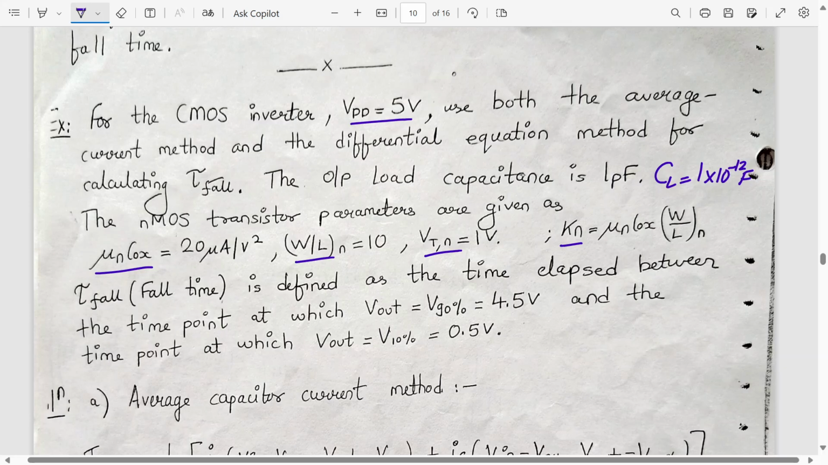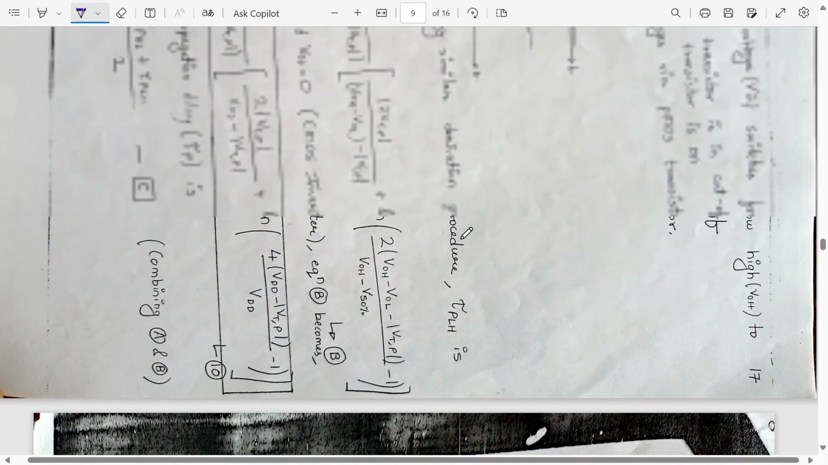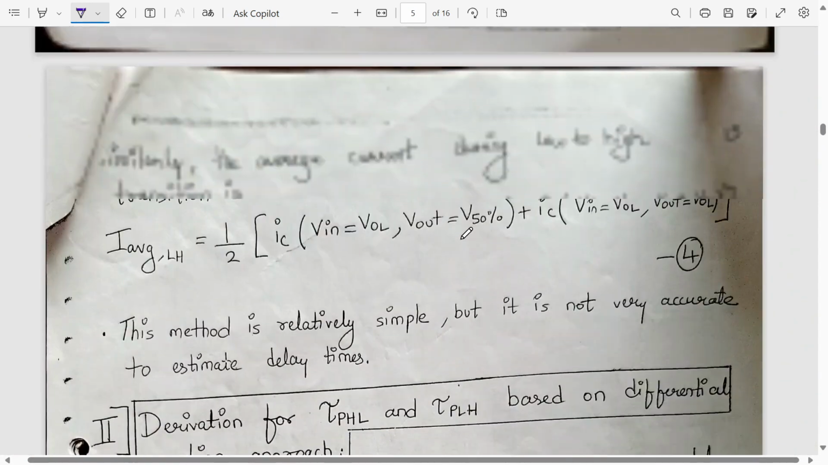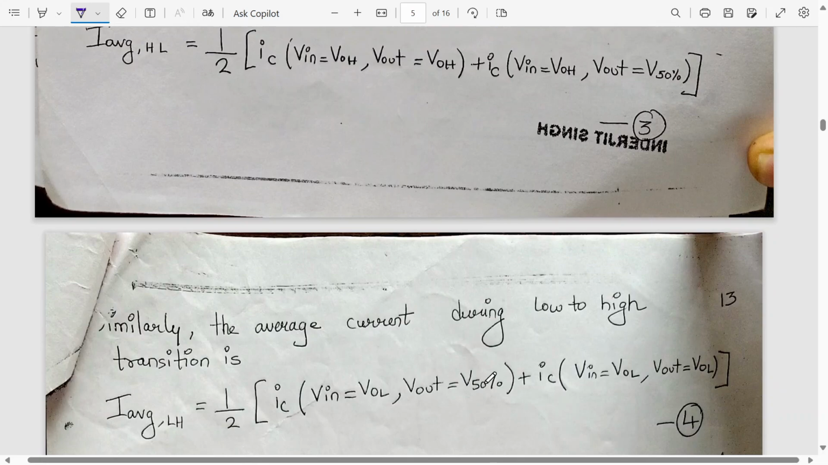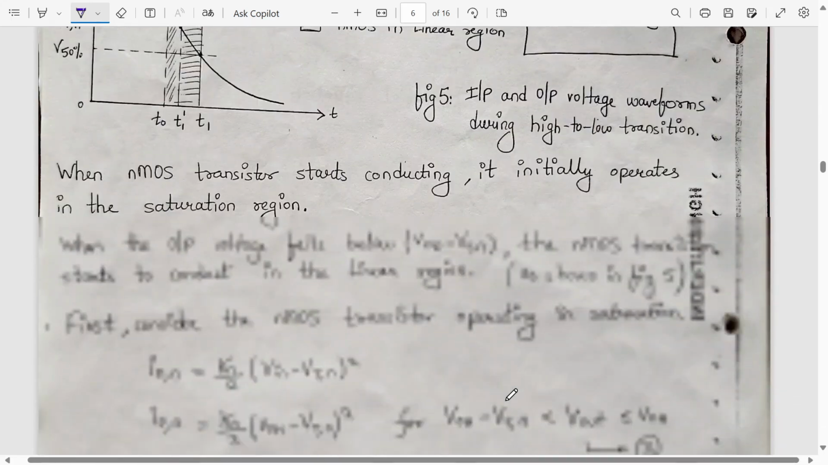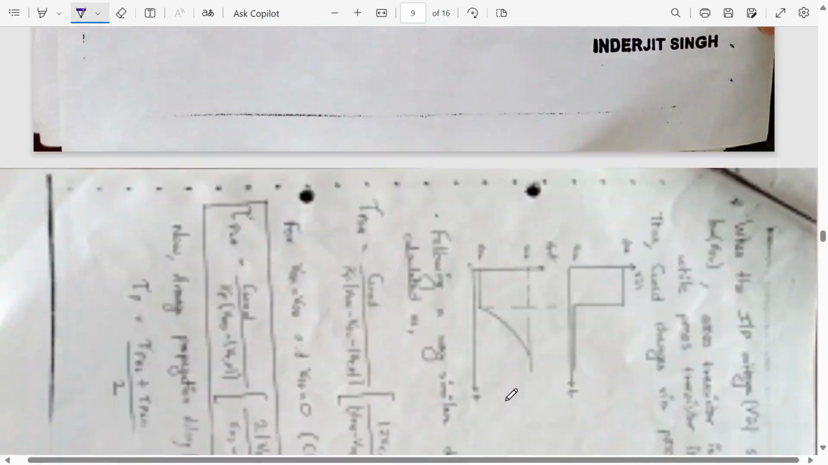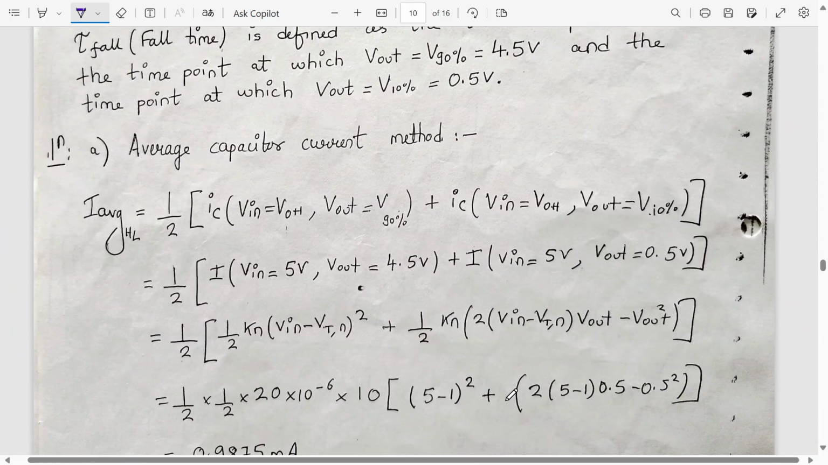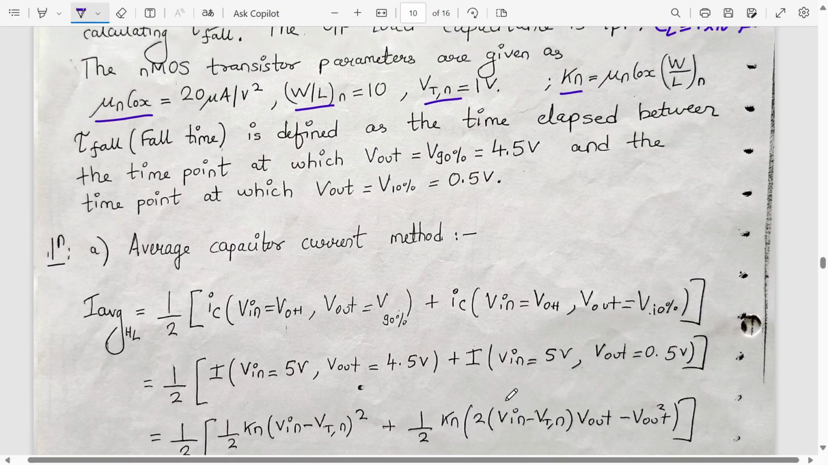Fall time is defined as the time elapsed between the time point at which V out is 90%, that is 4.5 volt, 90% of 5 volt is 4.5, and the time at which it is 10%. Not only the propagation delay from 50% to 10% in the formulas which we have seen, it can be adjusted for 90% also. Right now this is the propagation delay from the 50% value to the low value, but it can be adjusted for the higher rise time and fall time also. So according to this formula we will adjust it.